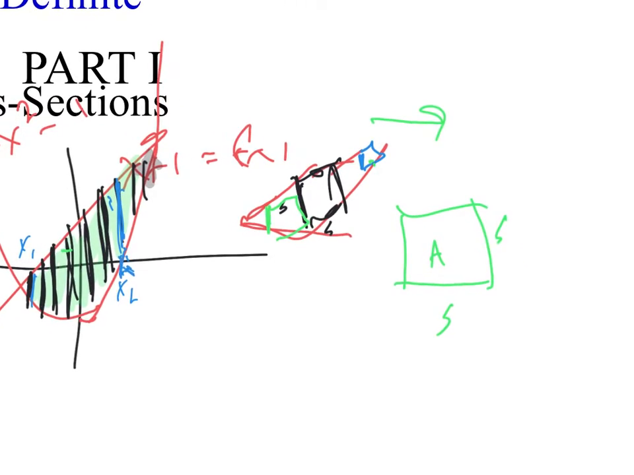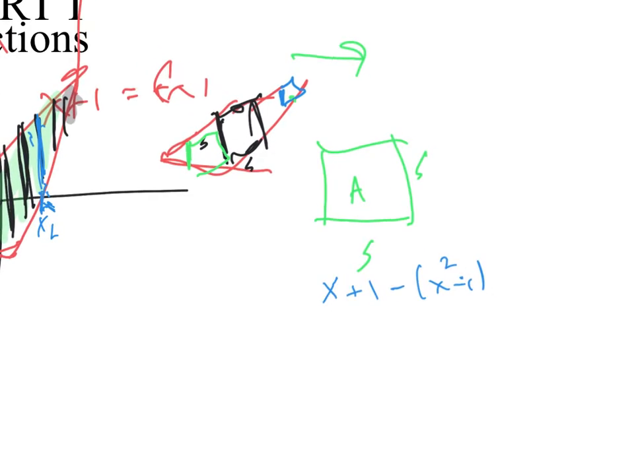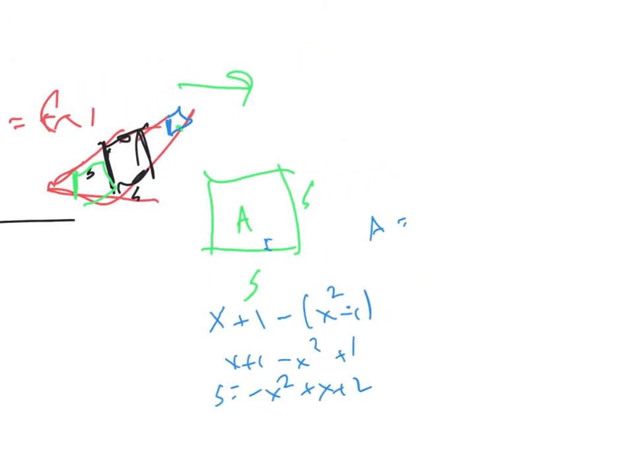So when I label it, my top function was x plus 1, and my bottom function was x squared minus 1. So that side in disguise is really x plus 1 minus x squared plus 1, or negative x squared plus x plus 2. Both of those sides are that. So the area of that square would have been s squared. In other words, this times itself. And so that's my area.